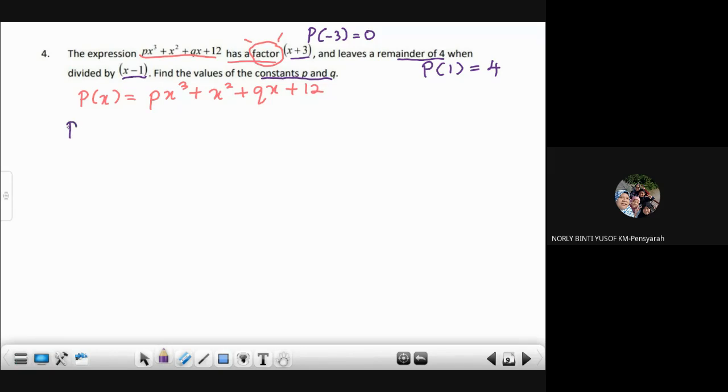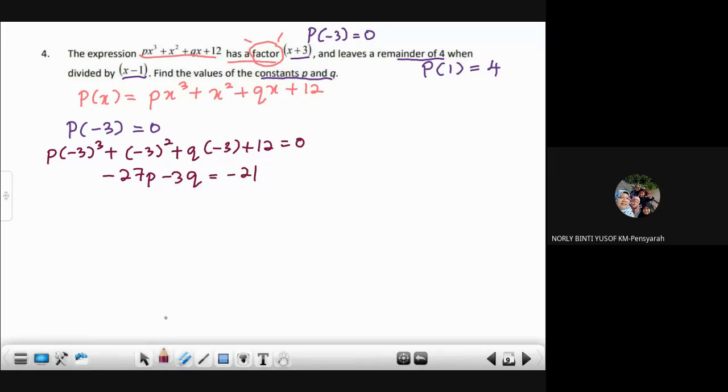So the same way, we substitute negative 3 and 0 into the polynomial P(x). So P(negative 3) power of 3 plus negative 3 squared plus Q(negative 3) plus 12 equals 0. Simplify to get negative 27P minus 3Q negative 21. Then you simplify by dividing by 3, so 9P plus Q, because it is negative, make it positive, equals 7. So we get the first equation.